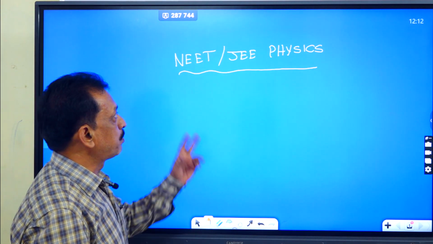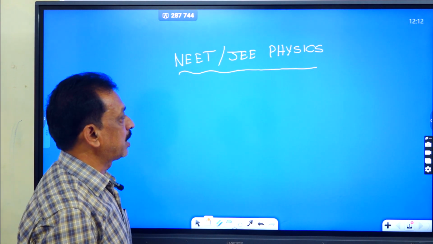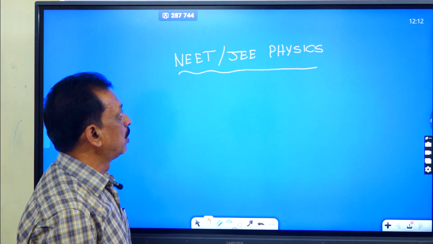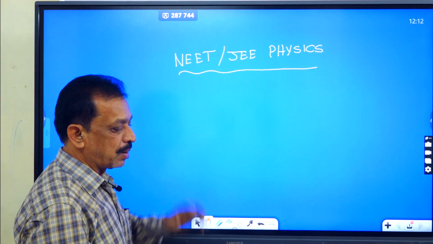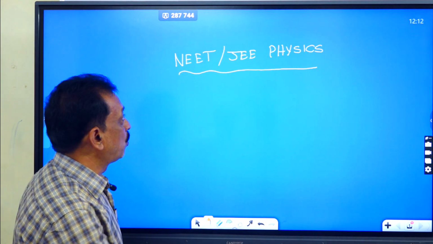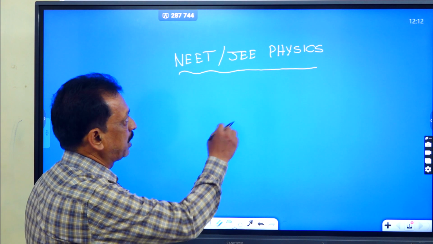CBSE students can appear for both. For state board students, they can appear separately, only for NEET. Whereas CBSE students can apply for both, and they can apply for JEE Main, any one.